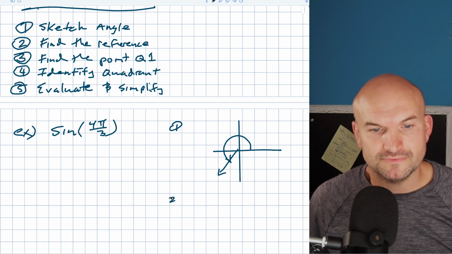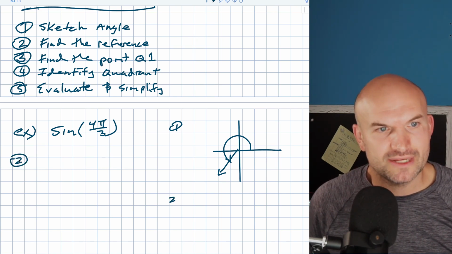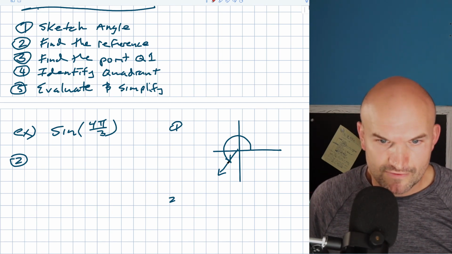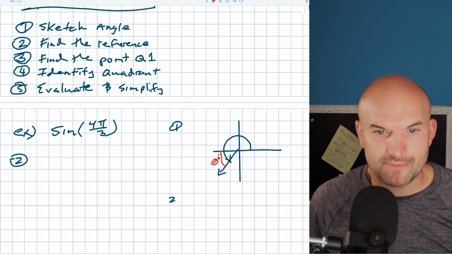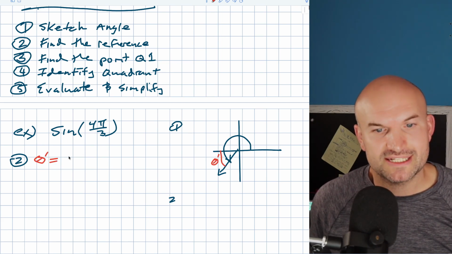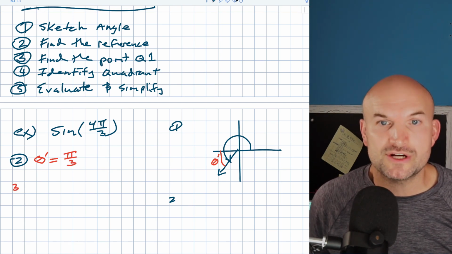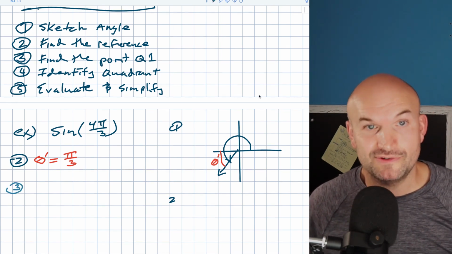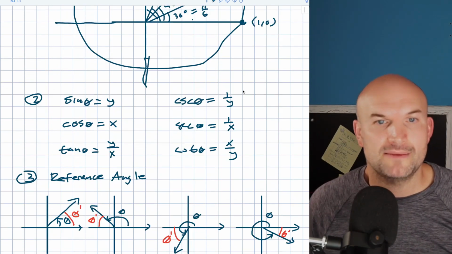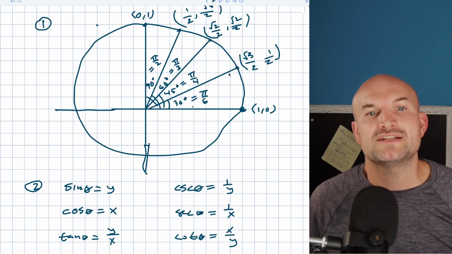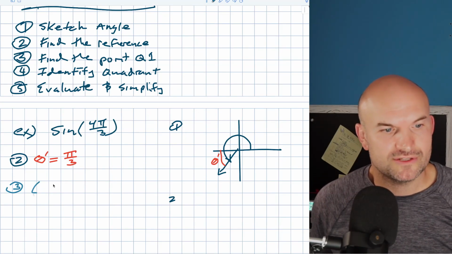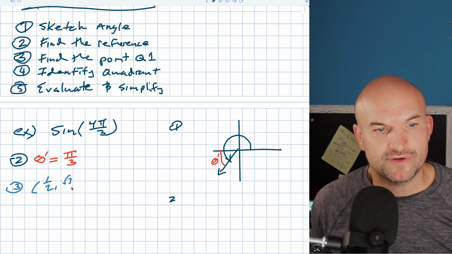Step number 2 is going to be find the reference angle. My reference angle is going to be my distance from here to here. That's going to be my theta prime. Theta prime in this case is going to be pi over 3. Now, what is the point on the unit circle at pi over 3? Hopefully you can kind of cheat if you want to. Go back up here and say, all right, pi over 3, what is that coordinate point? Oh, yeah, it's 1/2 comma square root of 3 over 2. Got it? So therefore, it's going to be 1/2 comma square root of 3 over 2.